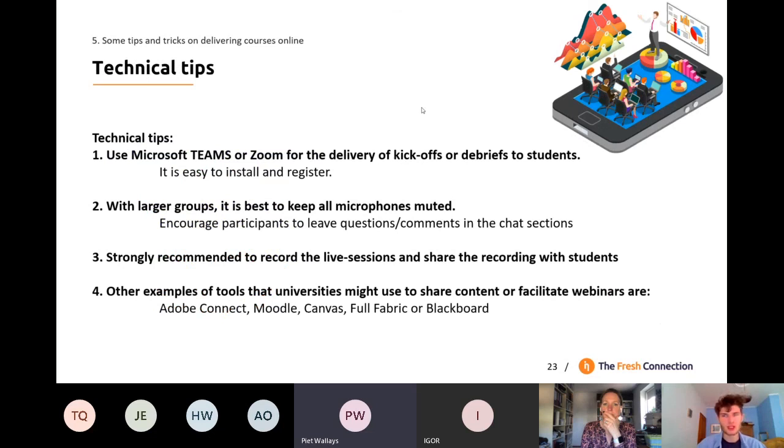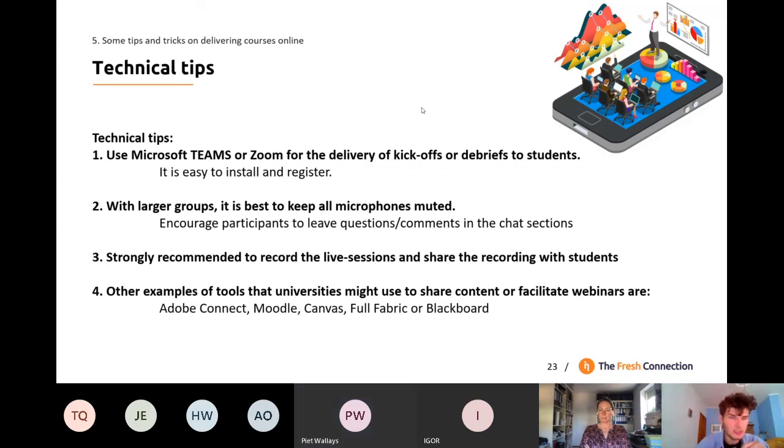And before going to the question and answers and also sharing some best practices, we would like to just provide some technical tips as well, such as using Microsoft Teams or Zoom. I mean, those are just two examples, but we have made quite good experience with those two for the delivery of kickoffs or debriefs to students, because they are easy to install and to register for your students. Also, Microsoft Teams, you don't need a subscription of Microsoft for those. It's freely available. So those two we can recommend.